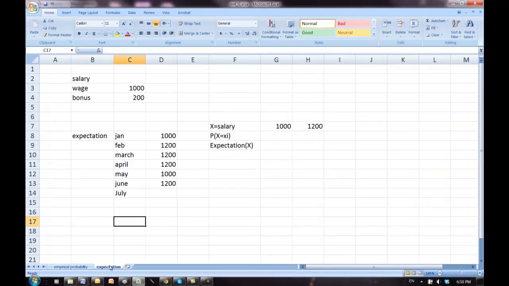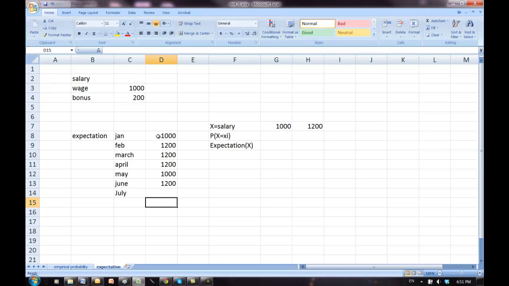So in this tab, I want to use a very simple example to explain to you why the expectation was defined the way it was defined earlier, and why it's such a useful and important concept in statistics. So let's say you work as a salesman, and your salary has two components. One is a $1,000 fixed wage per month, and the second component is a bonus worth $200 awarded to you if you exceed a certain sales goal.